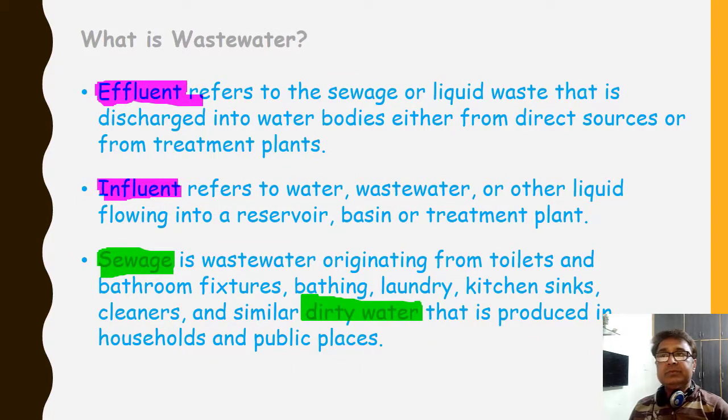Effluent refers to the sewage or liquid waste that is discharged into water bodies either from direct sources or from treatment plants. Influent refers to water, wastewater, or other liquid flowing into a reservoir, basin, or treatment plant. Sewage is wastewater originating from toilets and bathroom fixtures, bathing, laundry, kitchen sinks, cleaners, and similar dirty water that is produced in households and public places.